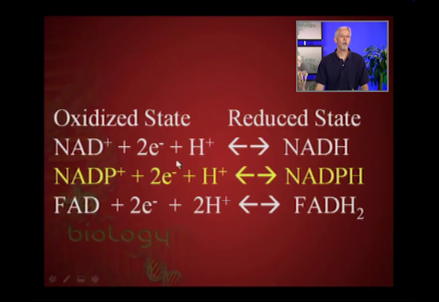NADP, again, would be another example. NADP can pick up 2 electrons and a hydrogen and it's reduced to the molecule NADPH. NADPH then can release that hydrogen and those electrons to some other molecule or some other location, and it's oxidized back to NADP. And then last but not least, FAD can pick up 2 electrons and 2 hydrogens. It's reduced to FADH2. It can give up those hydrogens and electrons to another molecular location, and it's oxidized back to FAD.